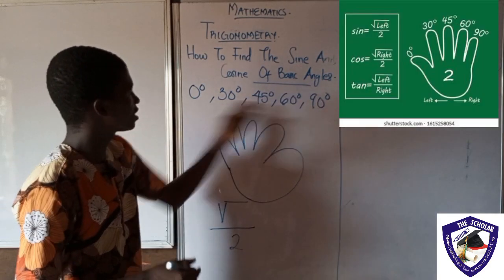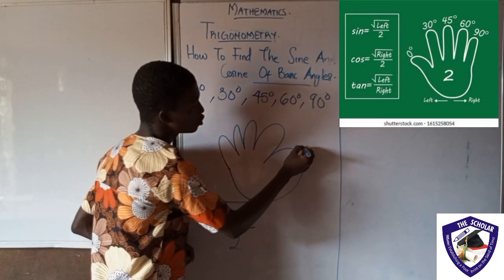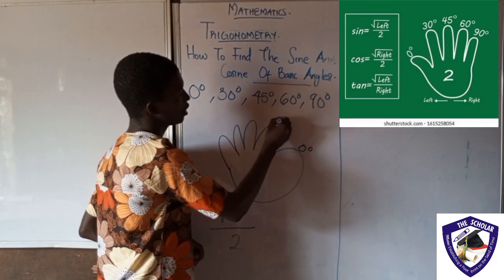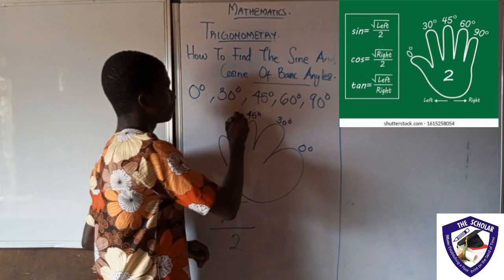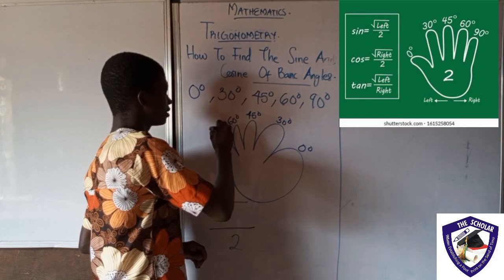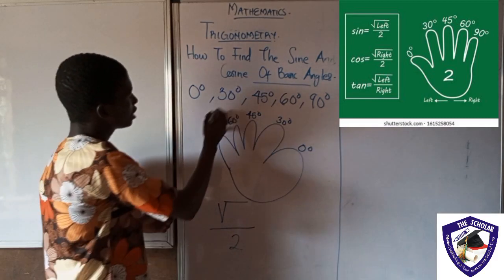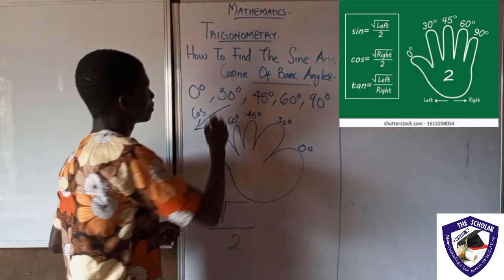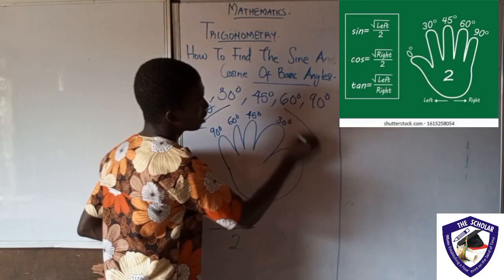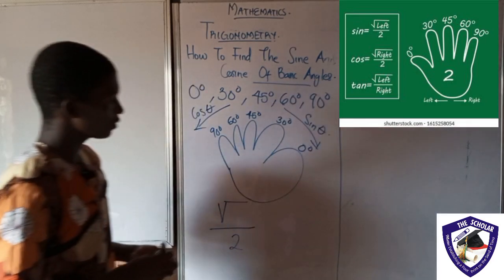Now, all these basic angles, you write them in increasing order, starting from your thumb. So you have 0 degrees, 30 degrees, 45 degrees, 60 degrees, and 90 degrees. Then the next thing you need to do is to assume that when you are counting towards this side, it is for cos theta. And when you are counting towards this side, it is for sine theta. Now let us start.